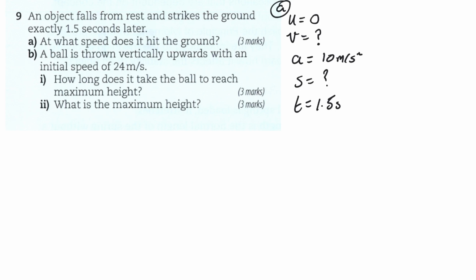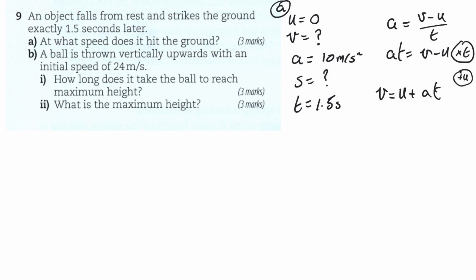So we need an equation for v, and a is v minus u over t, and multiplying by t, at would equal v minus u. And adding u to both sides, we'll get v on its own. And so this is our expression for v. Just fill in now with 0 for u, 10 for a, and 1.5 for t. And v is going to come out to be 15 meters per second.